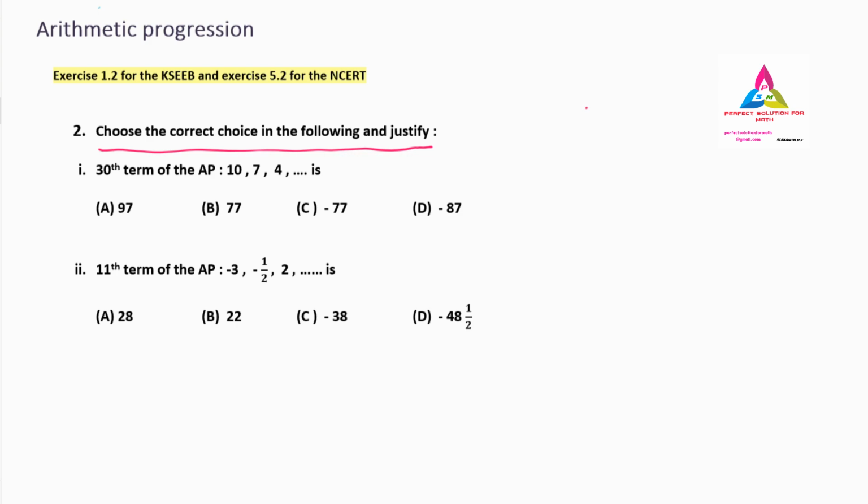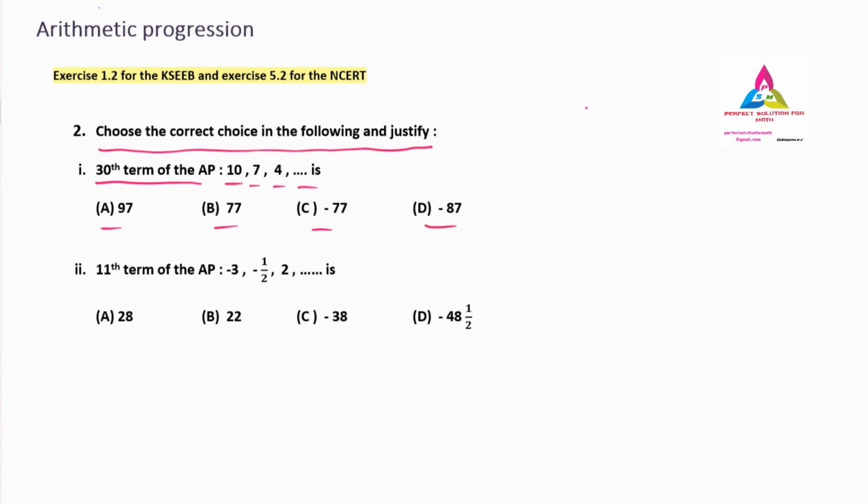So the first question: the 30th term of the AP 10, 7, 4, and so on, and you have to find the 30th term in this AP. The options are also given: A 97, B 77, C minus 77, D minus 87.